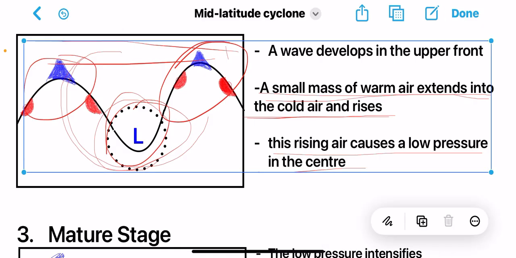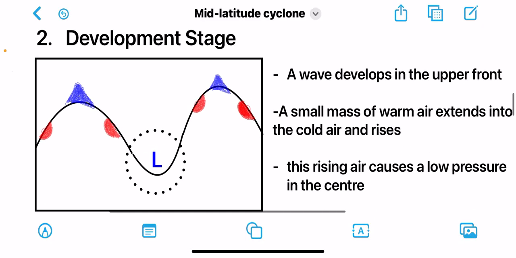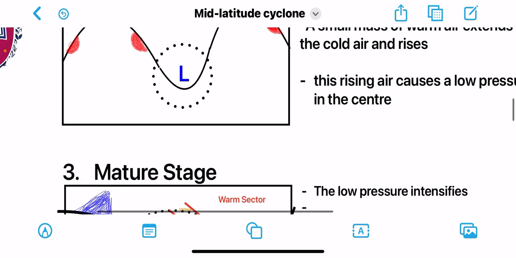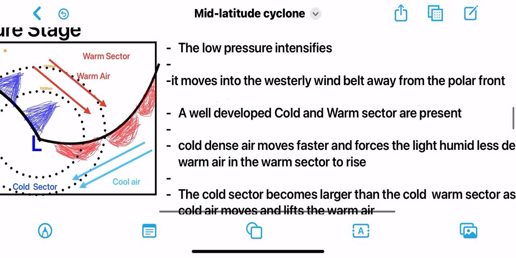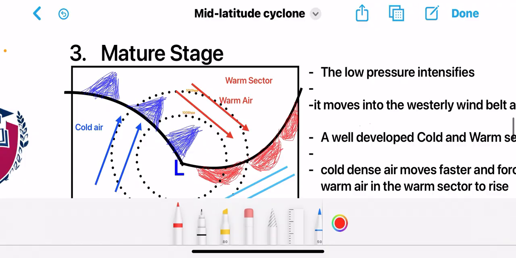We are done with what? The development stage. Remember to pause the video, to copy the sketch, copy the notes. Where you don't understand, you rewind the video, re-listen, so that you can be able to understand. Now we come to the third stage, which is the mature stage.